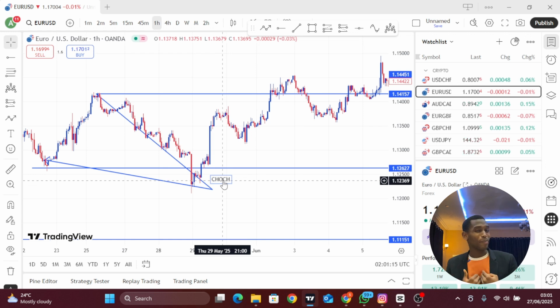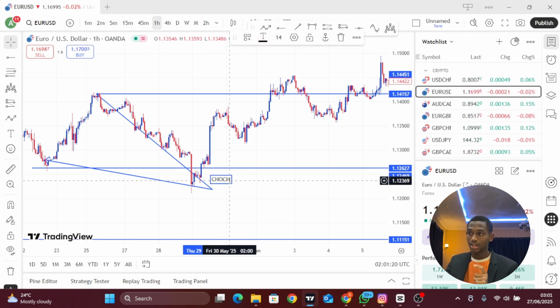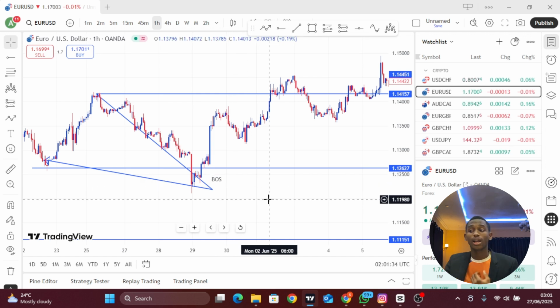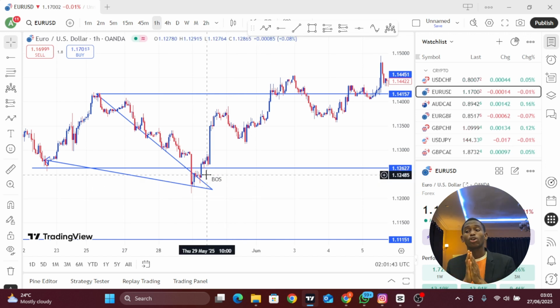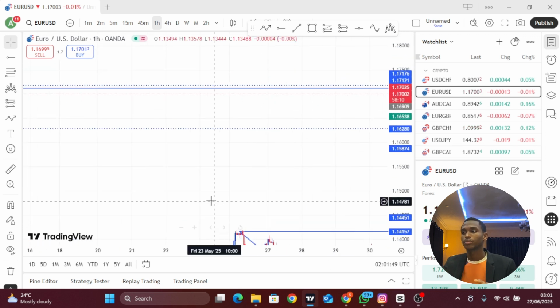But then I personally would not call it a change of structure. Instead, I would call it a break of structure. Instead, I will call it a break of structure. The reason I'm going to call it a break of structure is because there was no lower high to solidify. Now, let me explain what I mean basically.